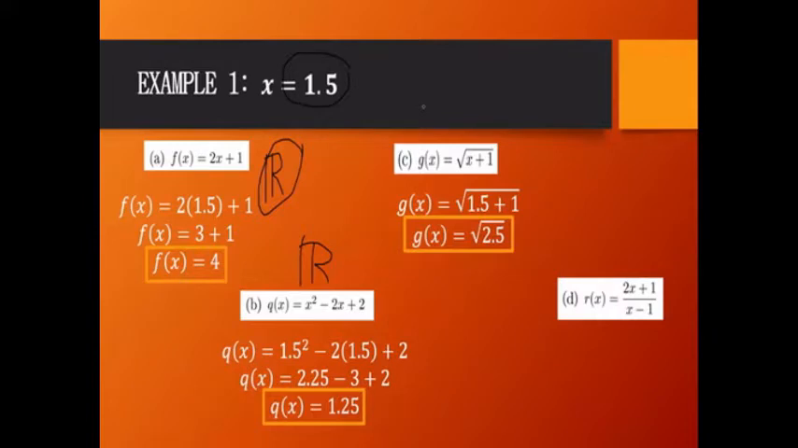Okay? You can use decimal. And please round off to 3 decimal places. In your activities, ang required doon, if I'm not mistaken, 3 decimal places. Kailangan rounded off. Okay? Check nyo na lang po.